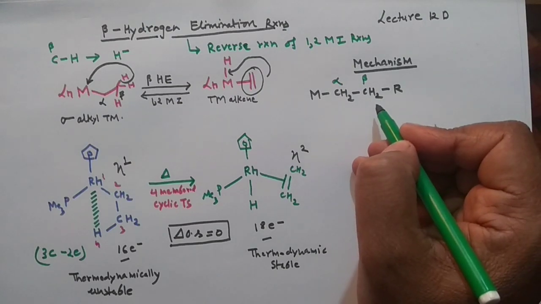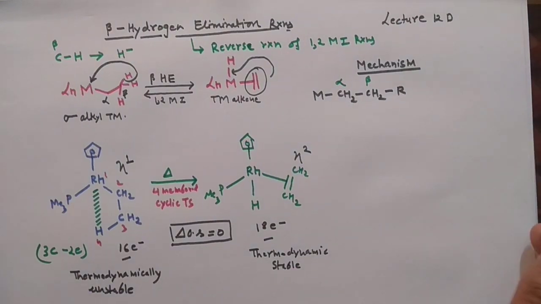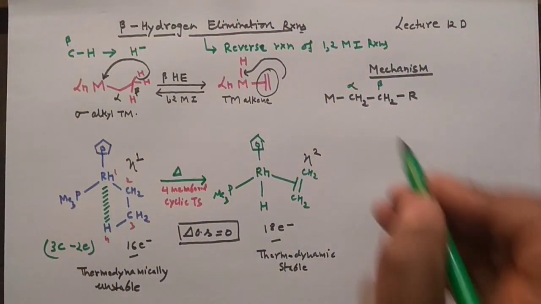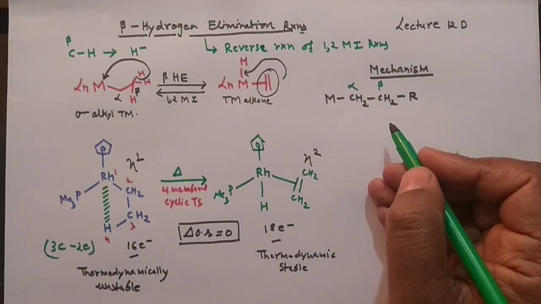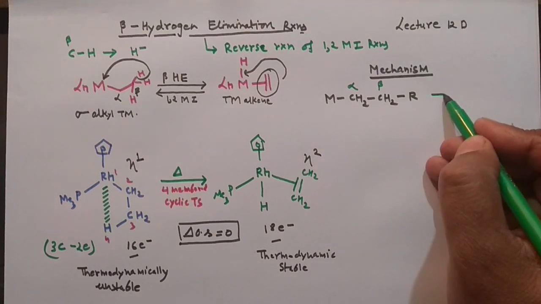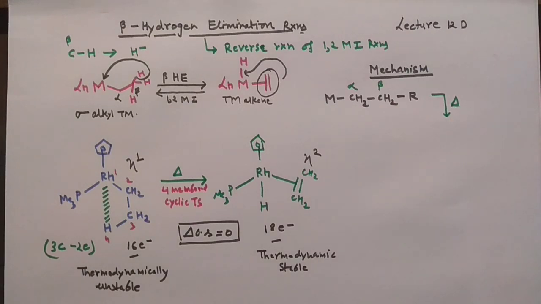So this is very important to understand. Again and again I am quoting a very important point here: the presence of the beta hydrogen. It is very important for a complex to have the beta hydrogen, so that it can undergo the beta hydride elimination reaction. Okay, so if you are heating this, what reaction will occur in that case?